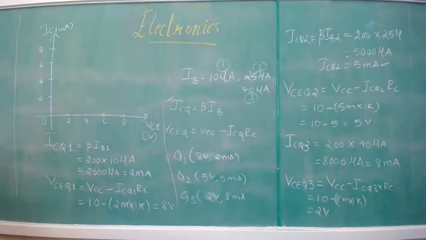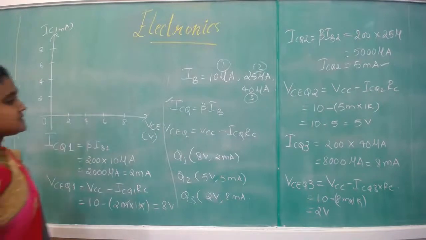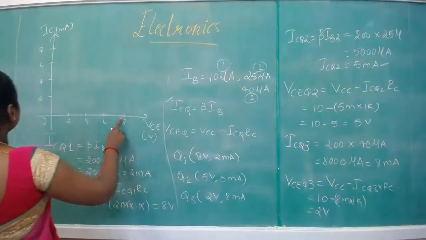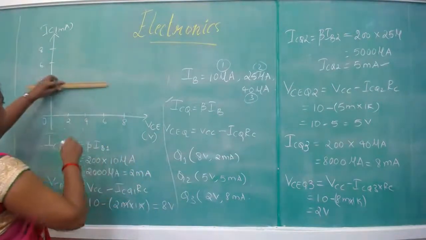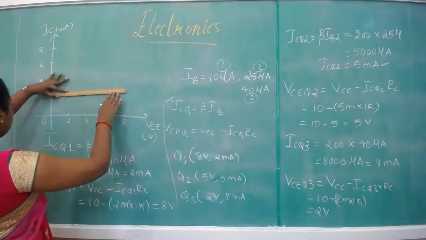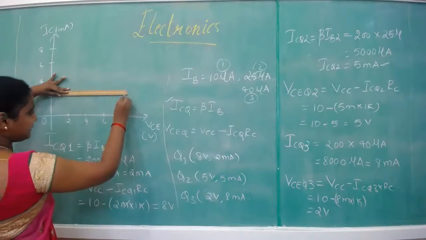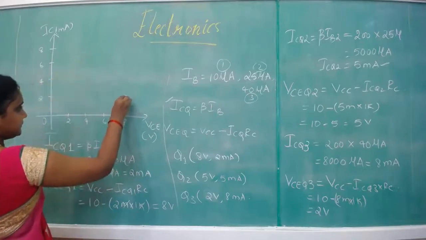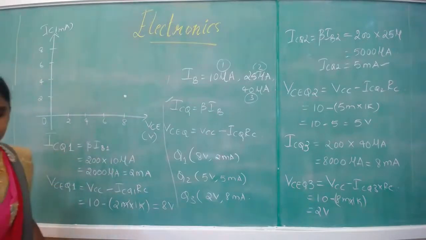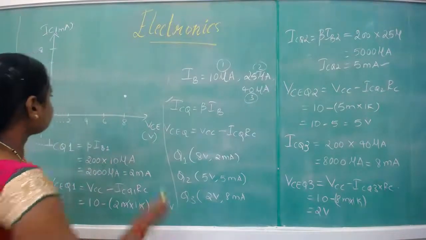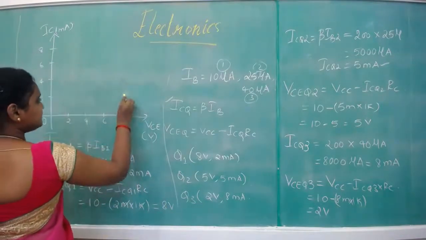So the first value is for 8 volts. We are getting 2 milliamperes. So here we are going to get a point. This is the first point.